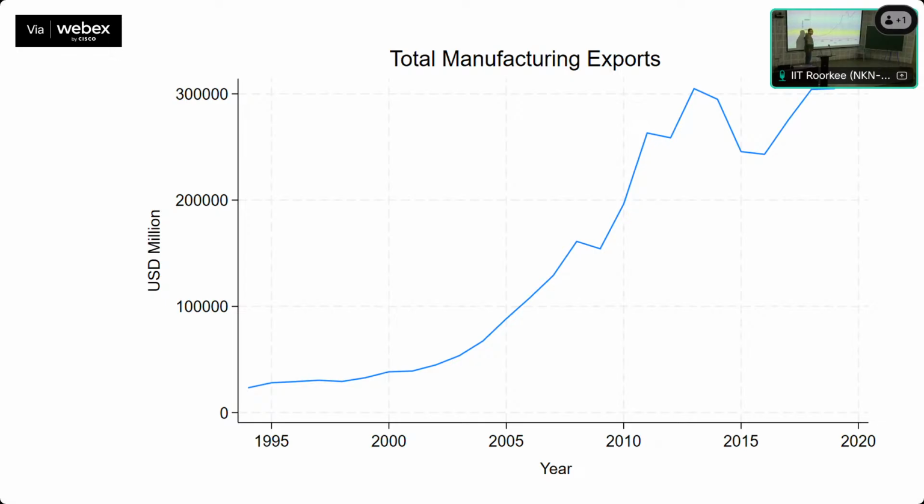So this is total manufacturing exports. You can see there's a huge growth rate. Now let's deep dive. What I've done is I've deep dived into classifying, not very minutely, but at the 2-digit level. Because at the 2-digit level you can identify what is happening.